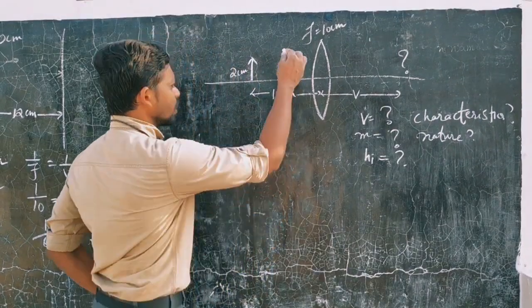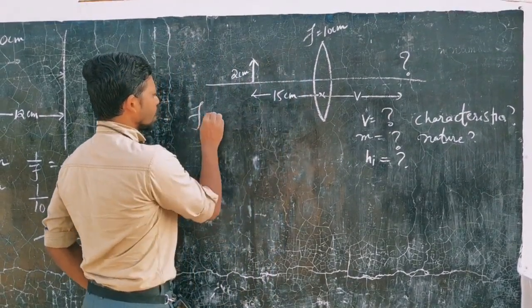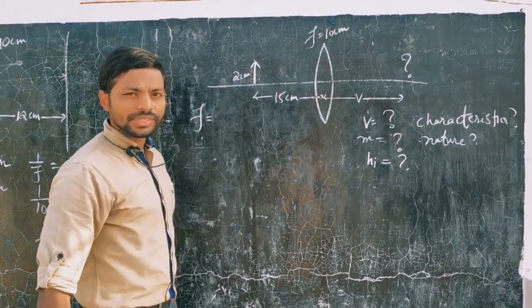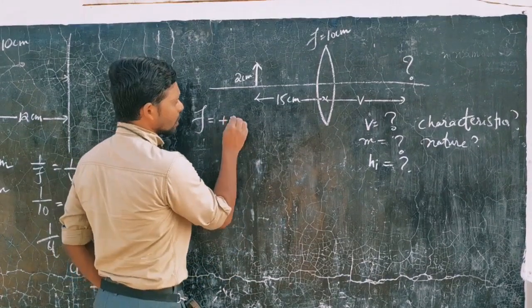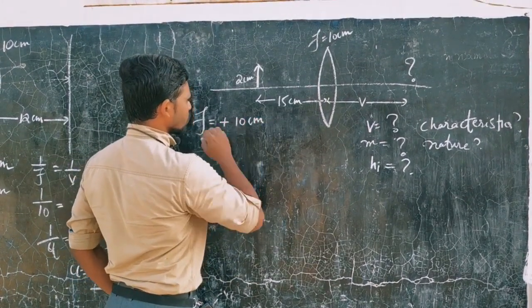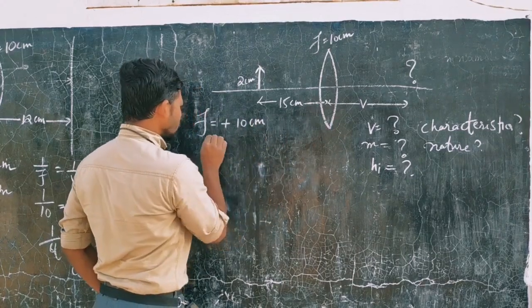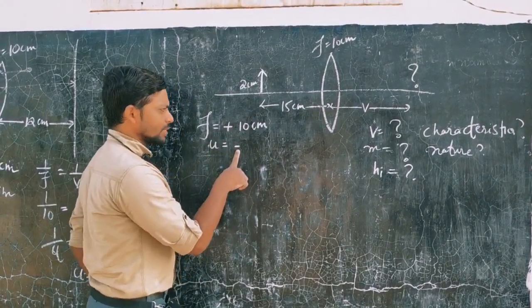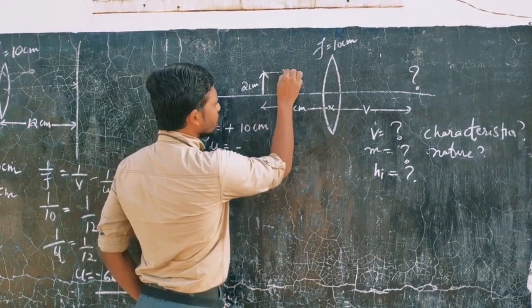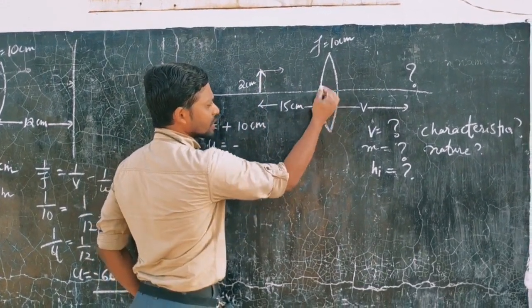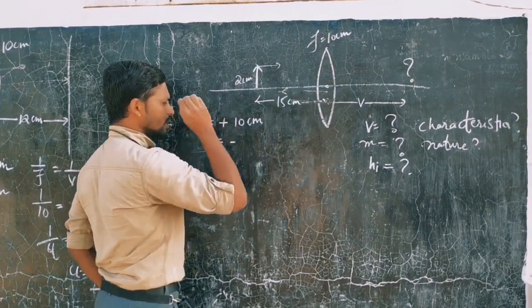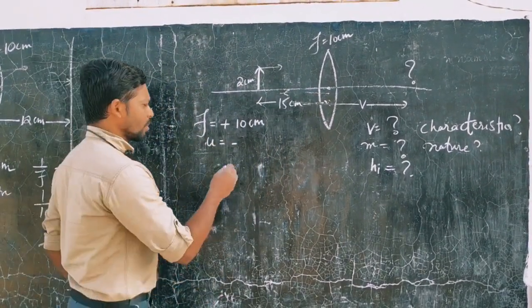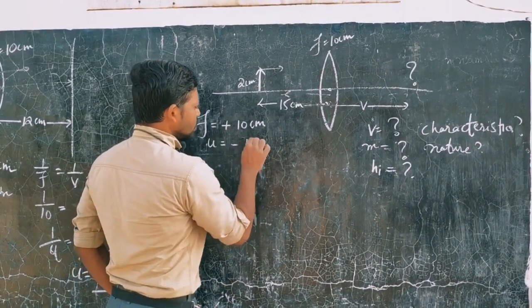So first, the given information which we have is the f value. For a biconvex lens, focal length is positive, it is 10 centimeter, and we have object distance which is minus. I hope you understand why I placed it minus. Light is going in this direction, and we are measuring object distance from the optic center in the opposite direction. That's the sign convention. Minus, it is 15 centimeter.